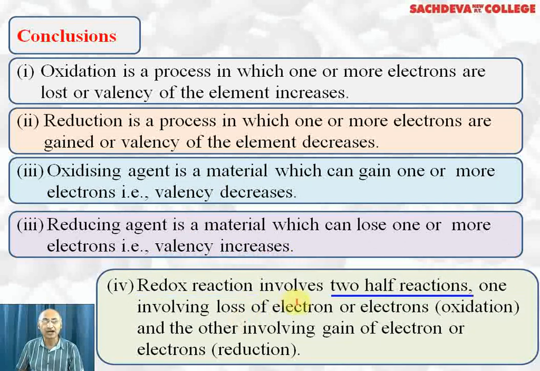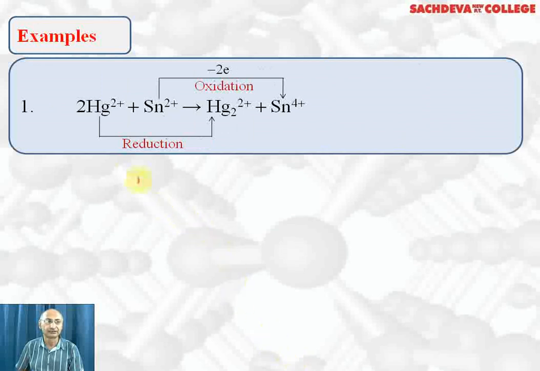Redox reaction involves two half reactions. One involves loss of electrons, another involves gain of electron. Loss of electron means oxidation, gain of electron means reduction. That is, when oxidation and reduction takes place simultaneously, we call them redox reactions. Let's take up examples of redox reaction. Two mercuric ions react with Sn plus 2 to form mercurous ion plus Sn plus 4. This is mercuric to mercurous is reduction, and stannous to stannic is oxidation. So in stannous to stannic, loss of electron is taking place. Mercuric to mercurous, gain of electron is taking place. Therefore, loss of electron is oxidation, gain of electron is reduction.